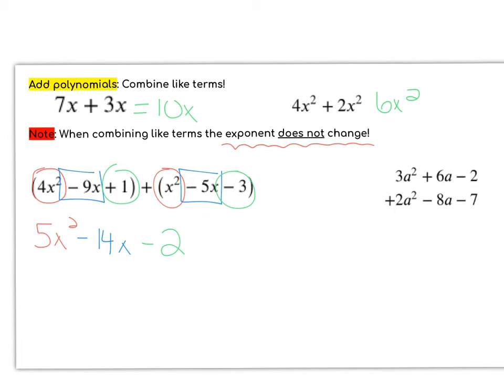Sometimes they write the polynomials so that the like terms are already lined up, and that's kind of handy. So 3a squared plus 6a minus 2 plus 2a squared minus 8a minus 7. This is just combining like terms. 3a squared plus 2a squared is 5a squared. Positive 6a minus 8a is minus 2a, watch your signs, and negative 2 minus 7 is negative 9. Okay, so that's how you add. You look for the like terms, you combine them, don't forget your sign rules, and that's all there is to it.